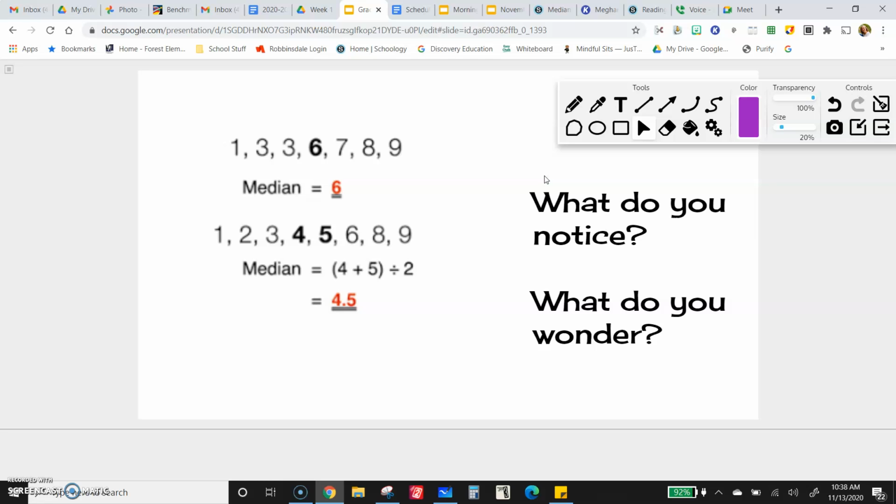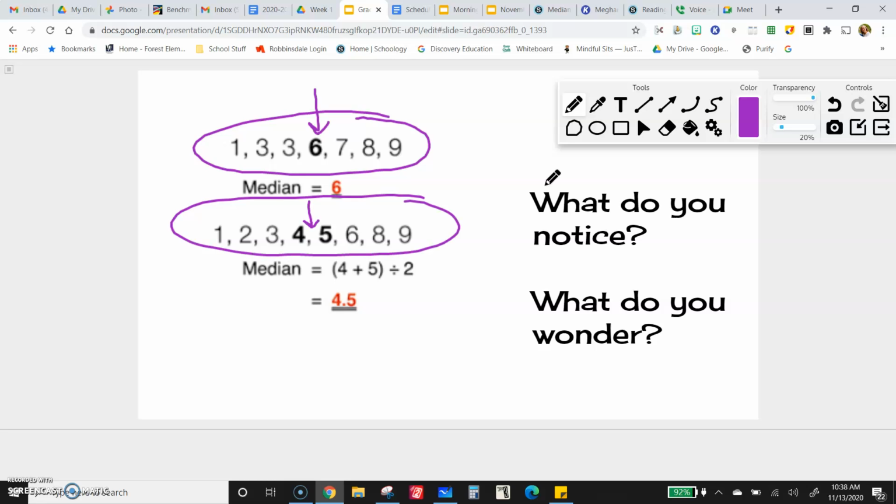So, if I were to tell you, okay, here's a set of data. 6 is the median. Here's a set of data. 4.5 is the median. What do you notice? Well, hopefully you noticed, look, the median is in the middle. Did you also notice that the numbers are arranged from smallest to biggest? Those are a couple of things hopefully you noticed because that is important to finding the median.